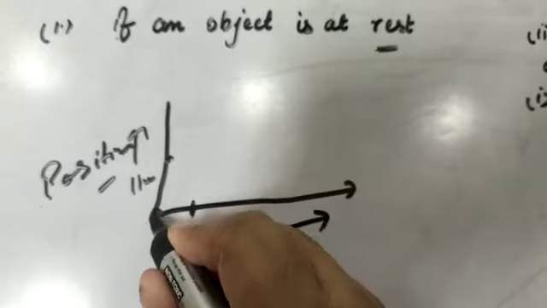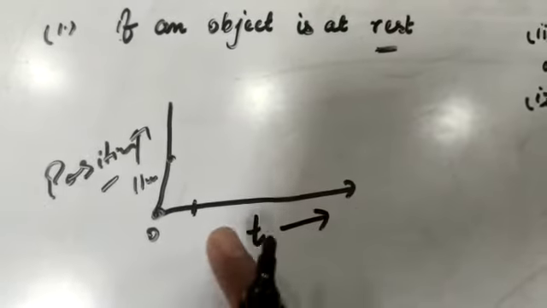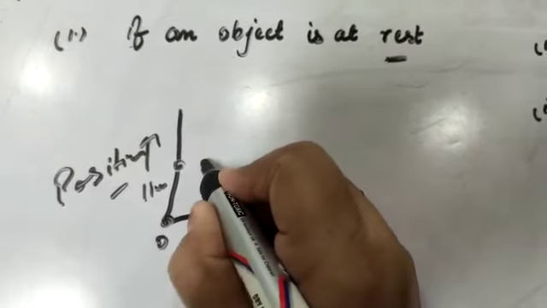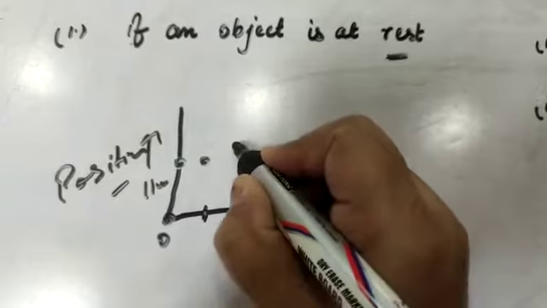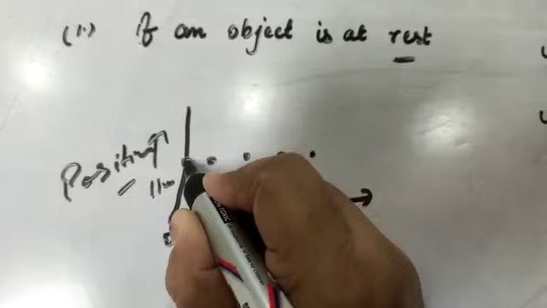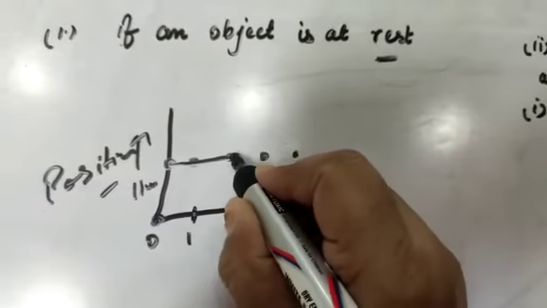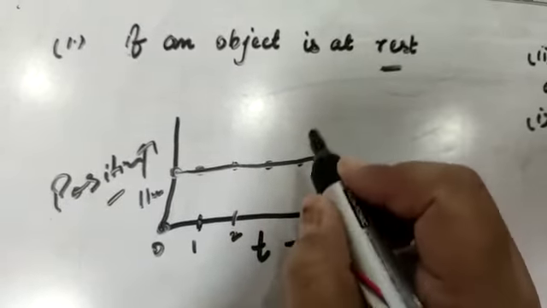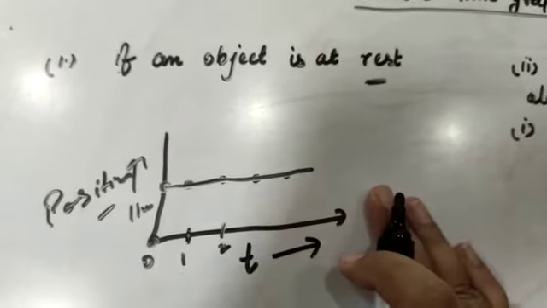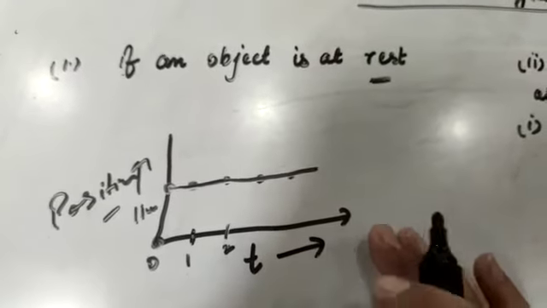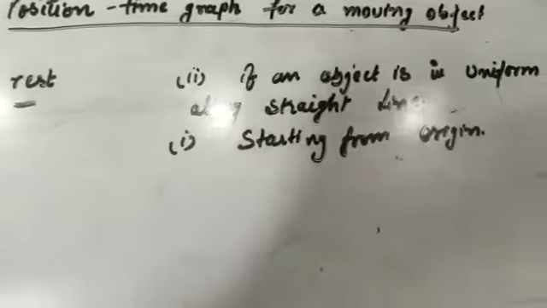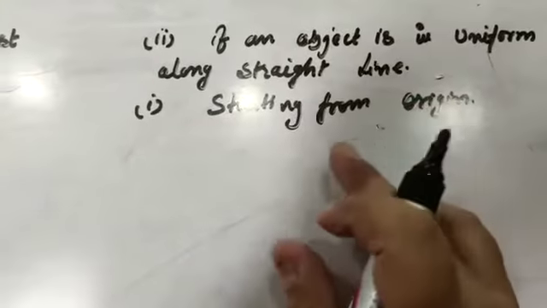So when time t is 0, means when the stopwatch is not on, in that case the position is 1 meter. When it is 1 second, the position is again 1 meter. At 2 seconds, again the position is 1 meter. At 3 seconds, the position is 1 meter, and so on. So when the person is at rest, the graph will be a straight line parallel to the time axis. This is the graph for an object at rest, or for an object which is stationary with respect to you.